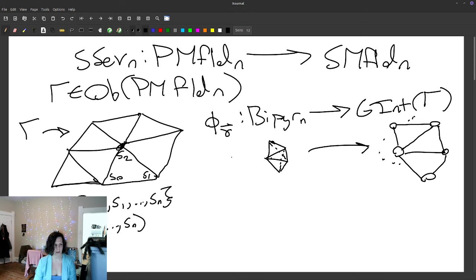And so now, if I'm going to actually prove that my construction is functorial, I have to show that it's nice in the sense that it sends morphisms to morphisms in a way that's compatible with composing them.